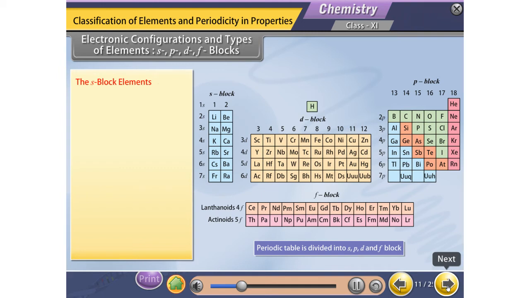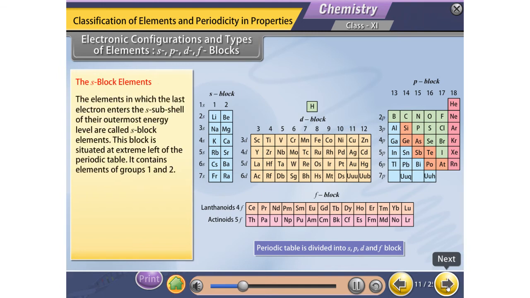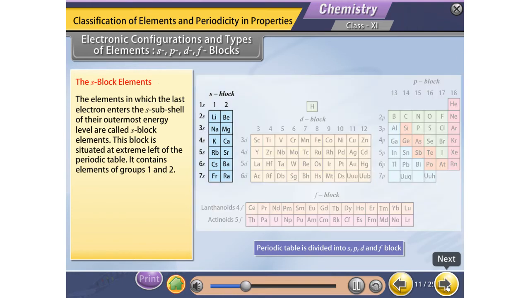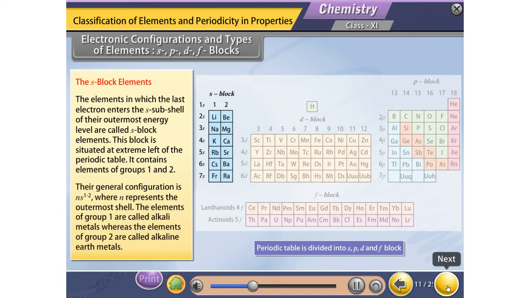The s block elements. The elements in which the last electron enters the s subshell of their outermost energy level are called s block elements. This block is situated at extreme left of the periodic table. It contains elements of group 1 and 2. Their general configuration is ns1-2, where n represents the outermost shell. The elements of group 1 are called alkali metals, whereas the elements of group 2 are called alkaline earth metals.